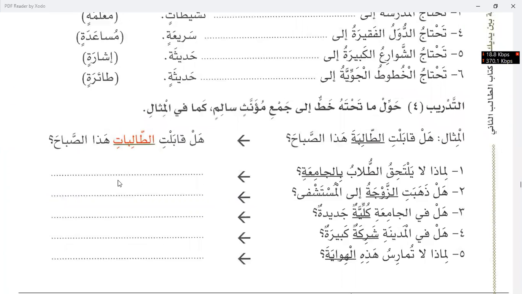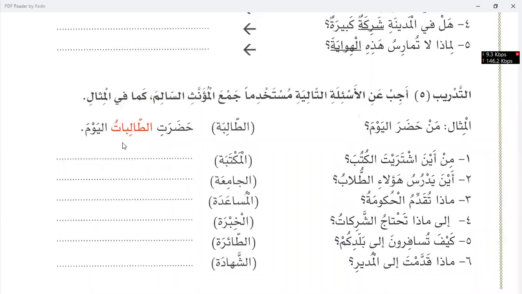The fourth exercise: convert what is underlined into jama monas salim. Hal qabalta talibatan haza saba? Did you meet the student this morning? Did you meet the students this morning? So, Ms. Kinza, convert the underlined word into jama muannas salim.